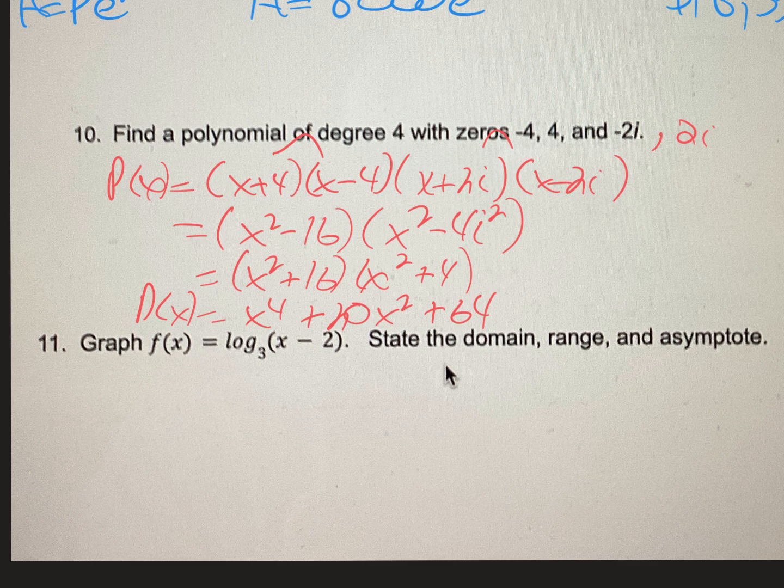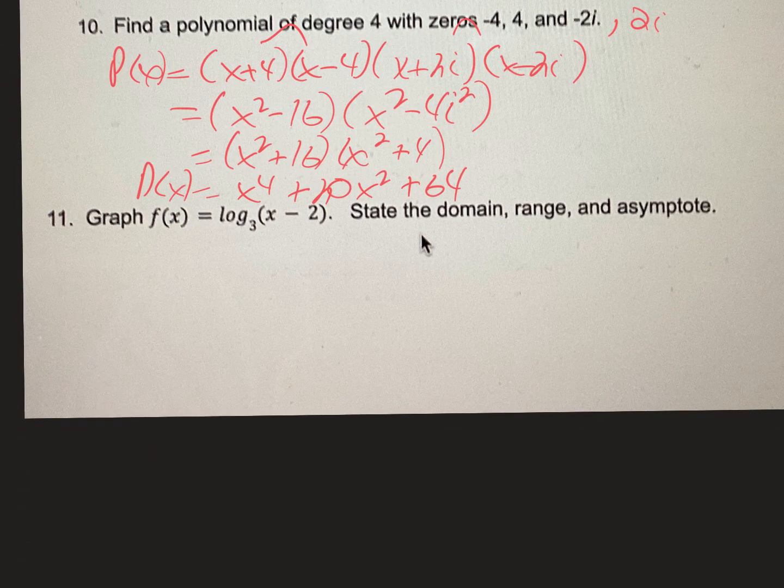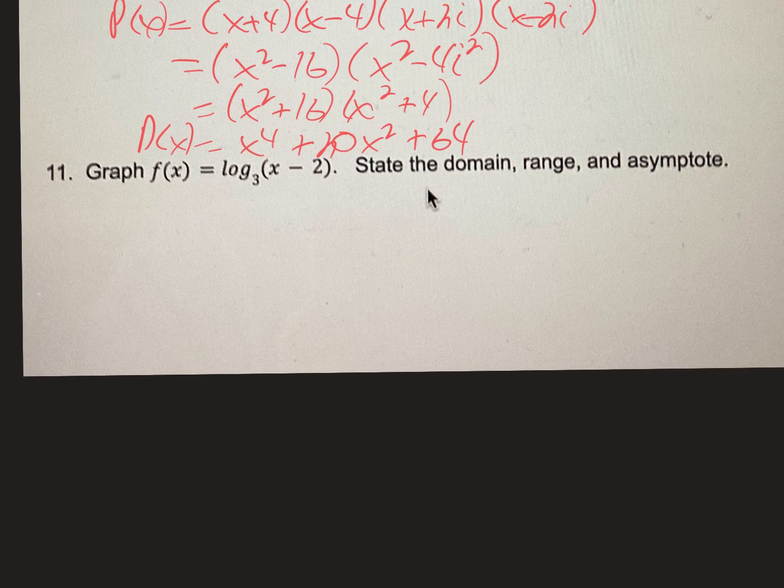Number 11, last one. Graph that function, tell domain, range, and what the asymptote is. So first of all, I'm going to go ahead and draw the coordinate plane here. Usually the asymptote is the y-axis, but because of the minus 2, it's been shifted right 2. I'll draw a few coordinates there. So my asymptote is actually going through positive 2. There's the asymptote. The first point, remember, is always 1 to the right.